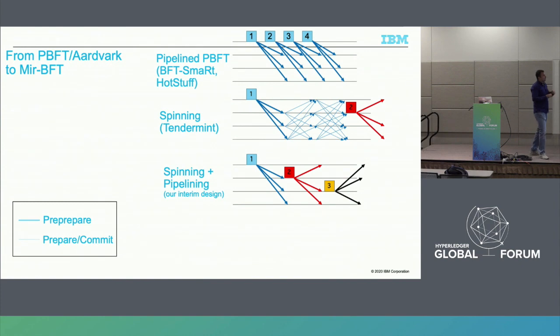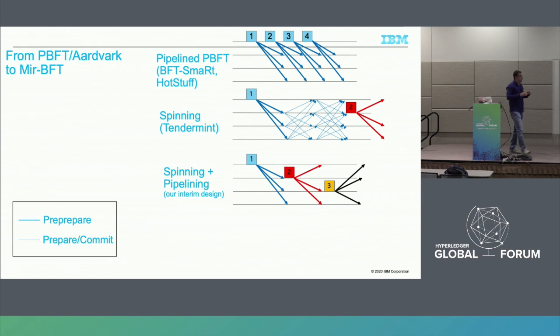Which is why many protocols, including HotStuff and BFT-SMaRt, have this notion of pipelined PBFT, where to circumvent that other bottleneck, the leader is allowed to propose blocks in a pipeline: if it proposes block number 1, without waiting to finish agreement on this one, it proposes block number 2. So this is called pipelining. It's a nice trick that we are going to use, but on its own, it doesn't solve the problem. I'm referring to the topmost picture. It doesn't solve the problem of the leader bottleneck.